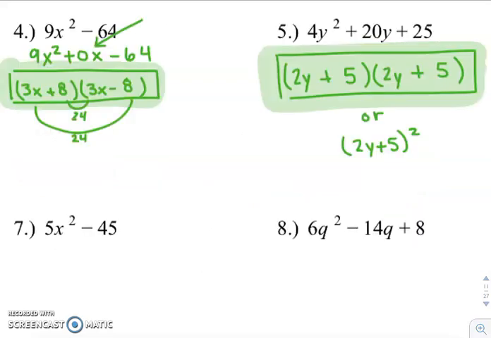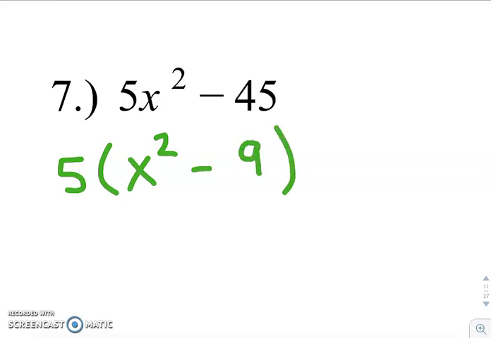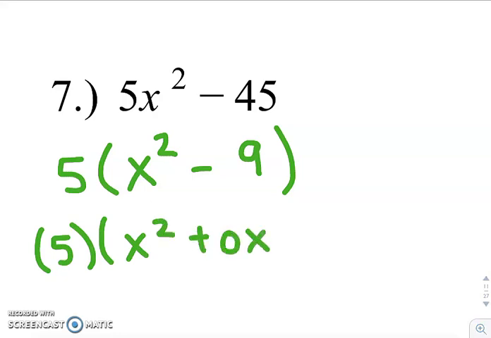So if we're looking at 5x squared and 45, in this case, you couldn't actually factor it until we pull out the GCF. But 5 and 45, a common factor you could factor out would be 5. So 5x squared divided by 5 leaves you with x squared. 45 divided by 5 leaves you with 9. So that 5 doesn't go anywhere. I'm just going to put it in parentheses, and I'm going to put a filler in there for my b term or my x term.